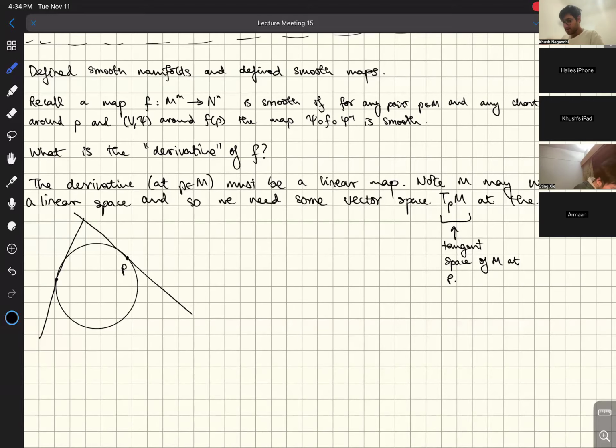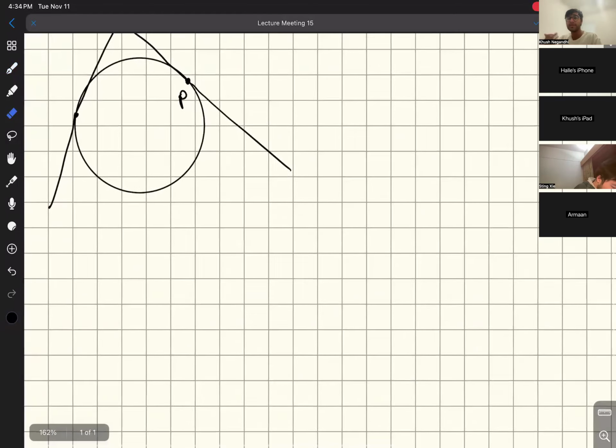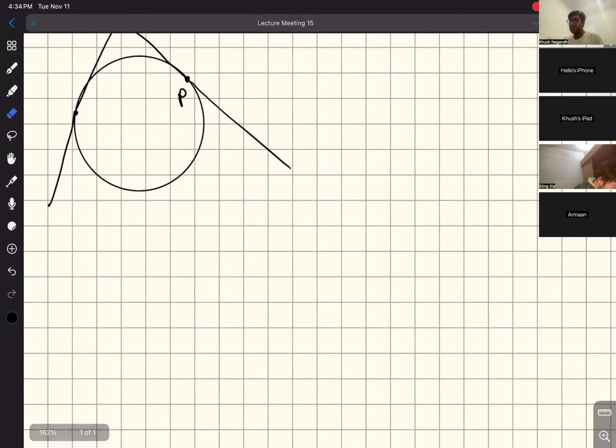Okay, so let's actually look at the case of the circle a little bit and see if the ideas that we've come up with make sense. So now assume that the circle S1 is sitting inside R2. Usually S1 is defined independently of any ambient space. In the case of manifolds, when we define a group structure on it, we'll see that it's much easier just to define it as a subset of the complex numbers.